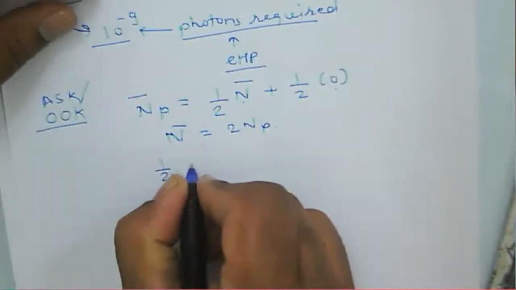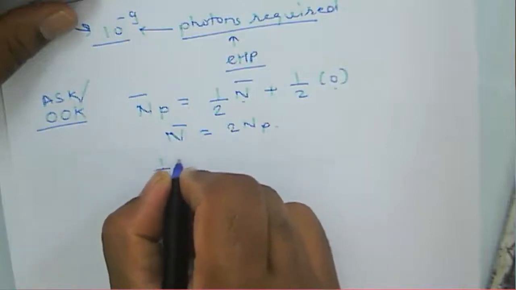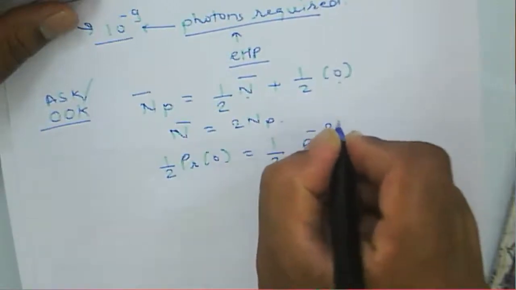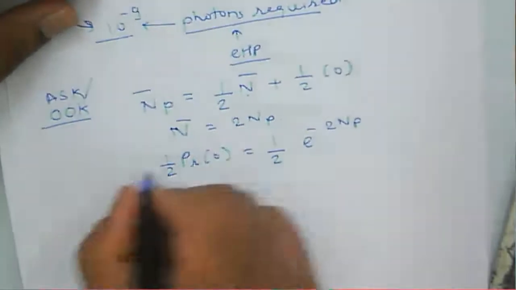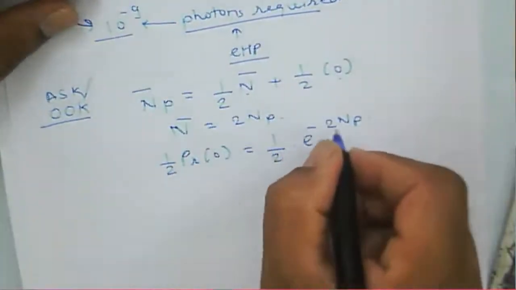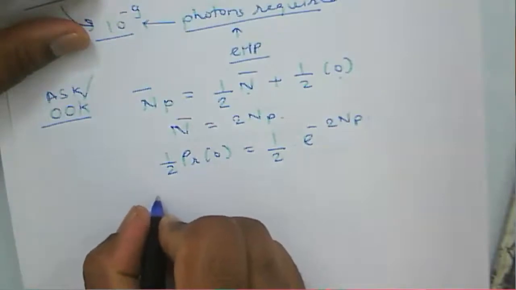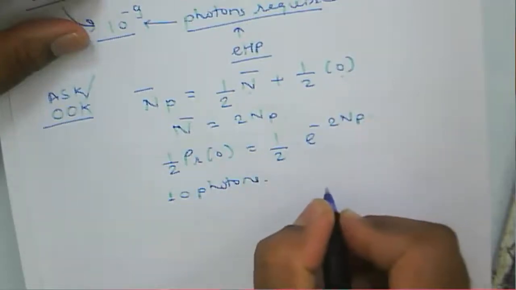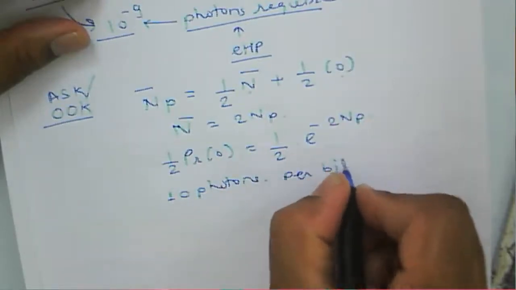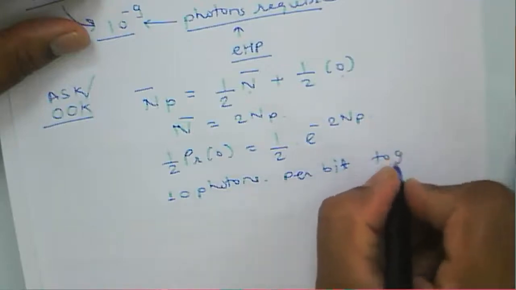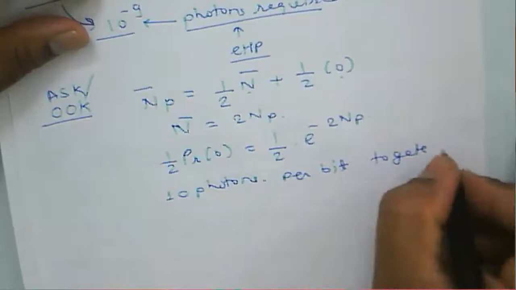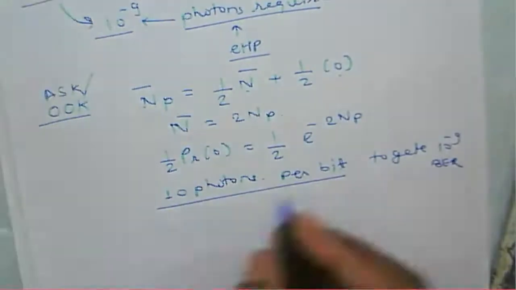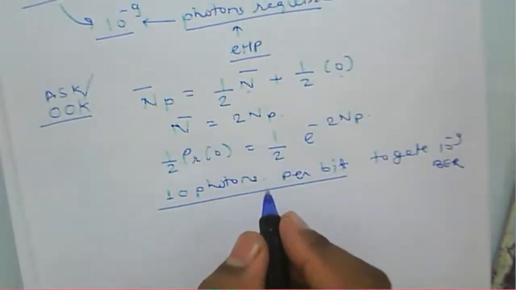So that's why we write here the equation of 1 by 2, that is about the power received, for the average number of photons generated. So from this equation, if you find out NP here, we can say that the average number of photons per bit that will be required to get a 10 to the power minus 9 BER. These are the bits required to get that 10 to the power minus 9 BER.